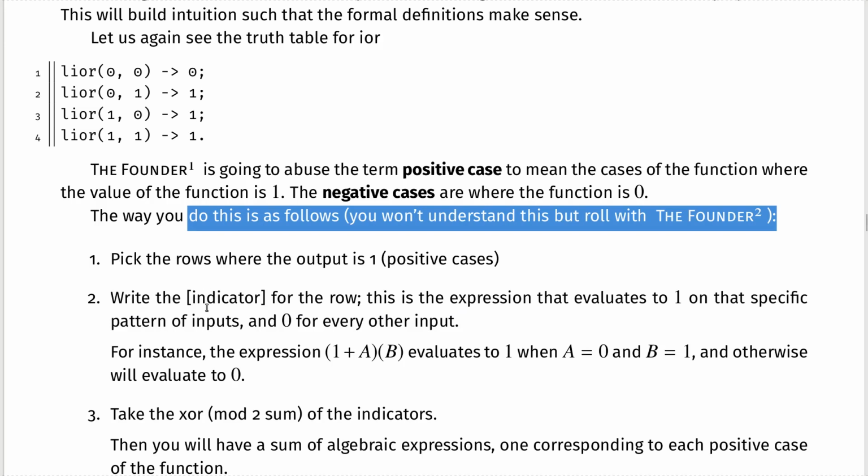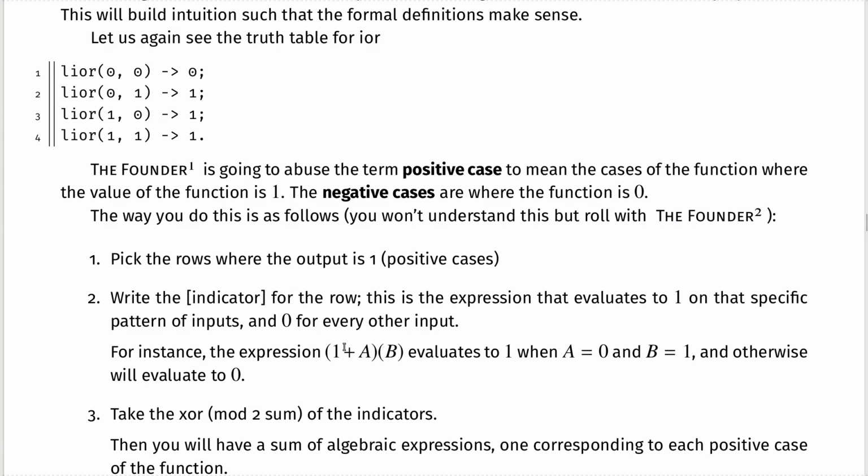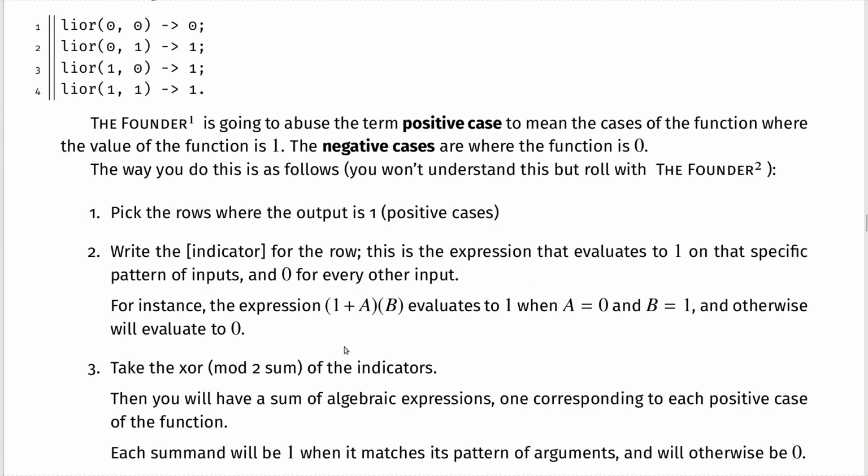So you write the indicator for the row. This is the expression that evaluates to 1 on that specific pattern of inputs and 0 for every other input. Right, and it's easy to cook up these indicators. Once you see a couple examples, it's obvious why it works. So the expression (1 plus a) times b evaluates to 1 when a is equal to 0 and b is equal to 1, and otherwise will evaluate to 0. Because if a equals 0, this will be 0, and if b is equal to 0, this will be 0. And so you take the product of two things.